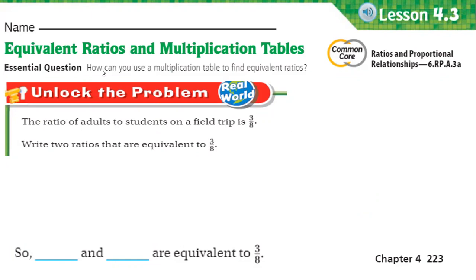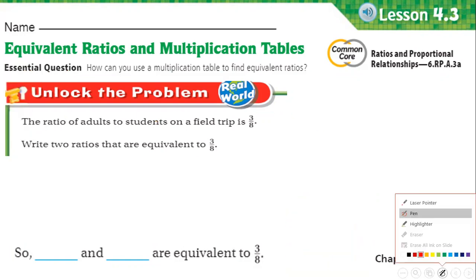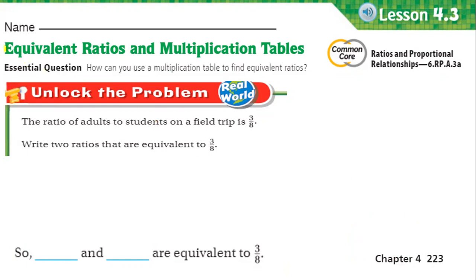In today's lesson, the title says equivalent ratios. We have studied the meaning of equivalent before. Equivalent comes from the word equal. I need to highlight the word equivalent. It means two things are equal.